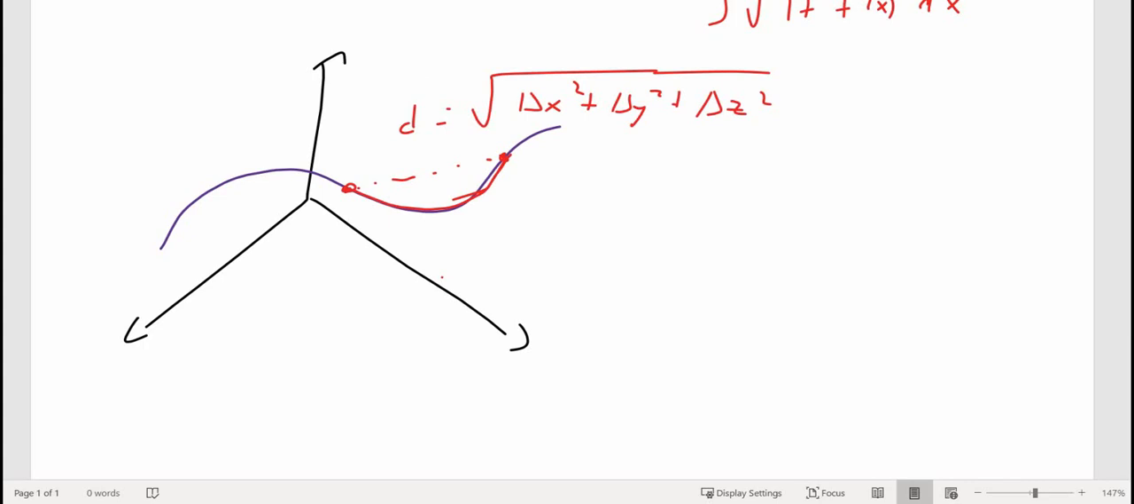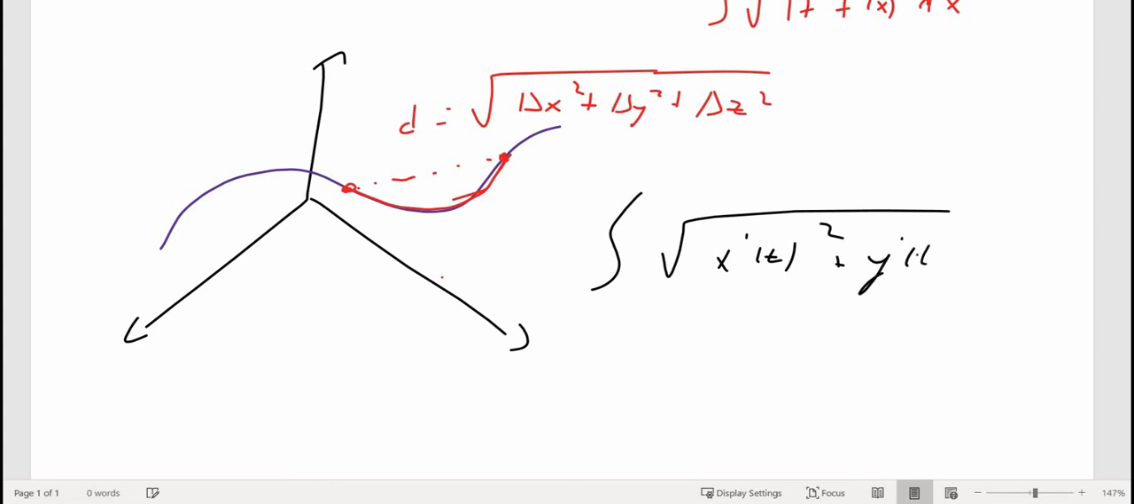Okay? But our integral then is the square root of x prime of t squared plus y prime of t squared plus z prime of t squared, or whatever, dt, whatever letters you use to represent the different things. So maybe this will help explain the difference in those two a little bit.